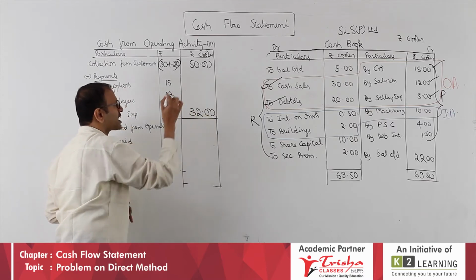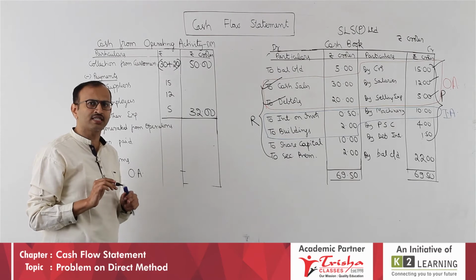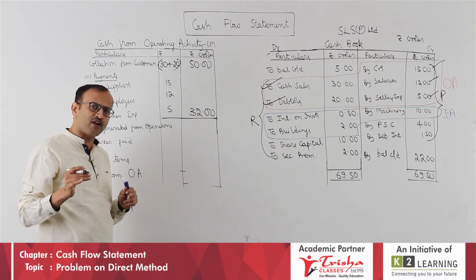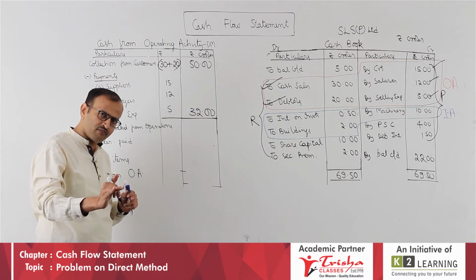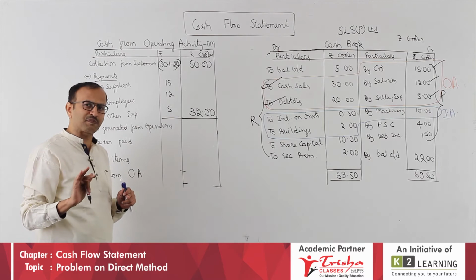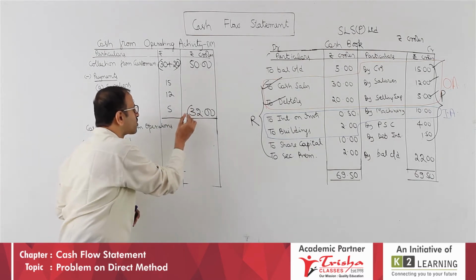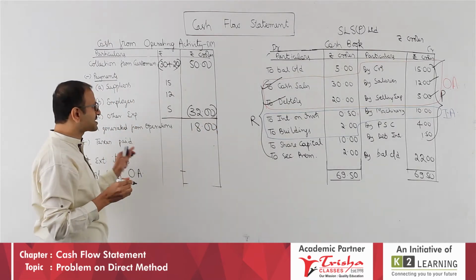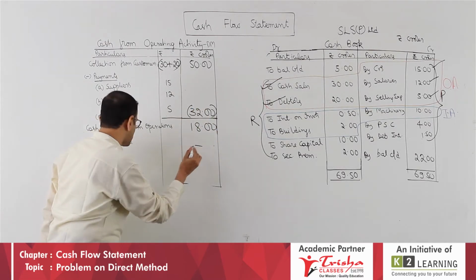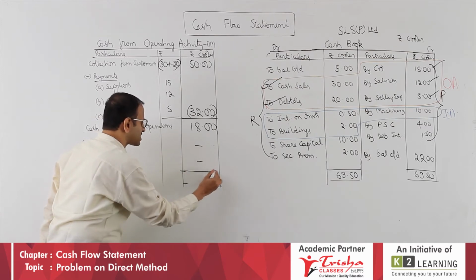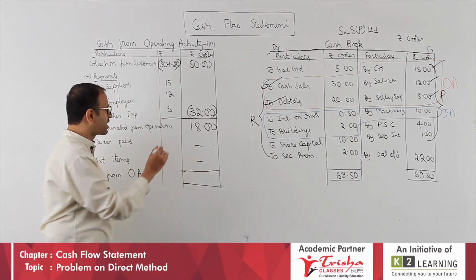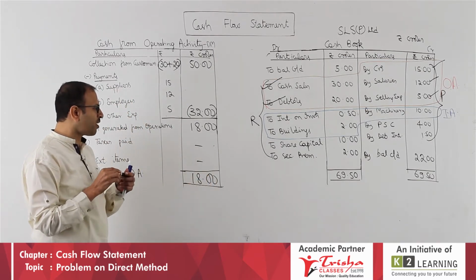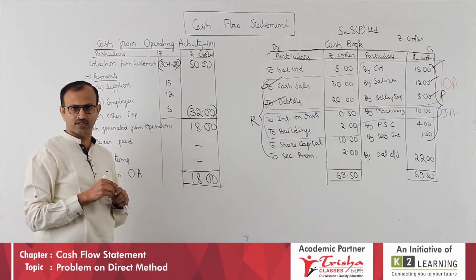It means collections during the year from customers is 50 crores. My various payments during the year for employees, for suppliers of materials or goods, and for other expenses like selling, 32 crores gone. So, I remain with 18 crores. Taxes paid is not there, 0. Extraordinary item is not specified, it is not there, you end up with 18 crores. So, I got cash from operating activity 18 crores.